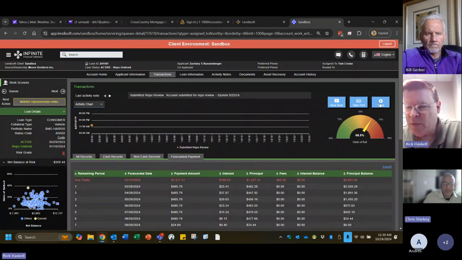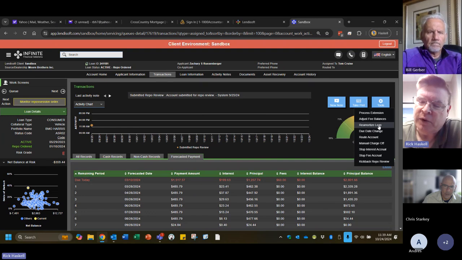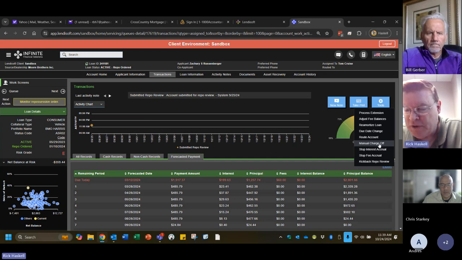All right. Let's see. We also have some other tools. You can process an extension. You can adjust balances. You can even re-amortize the whole loan if you were going to change the terms of the loan to a lower APR or a different term or anything. So you can do a loan re-amortization, change the due date. You can manually charge off a loan, and there's a couple other actions that you can do here.